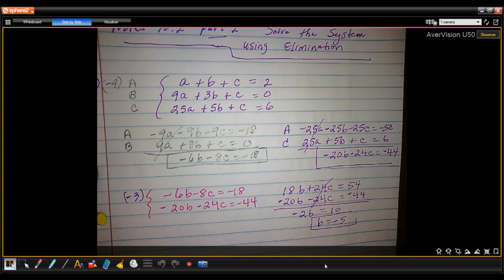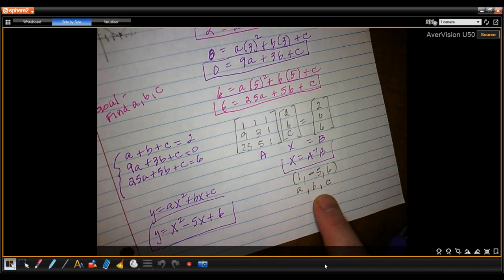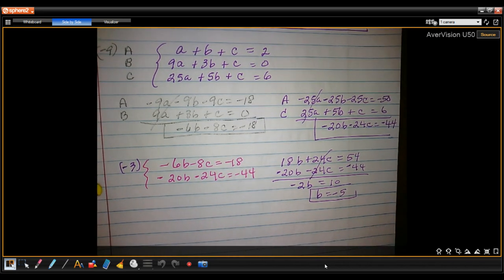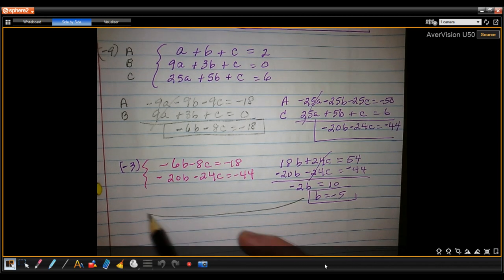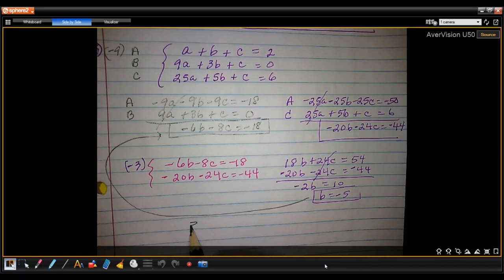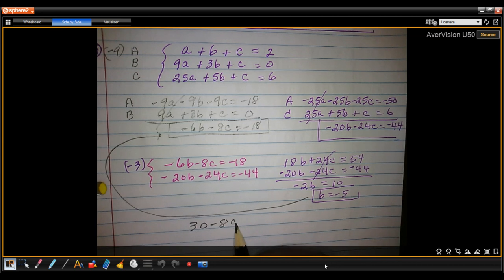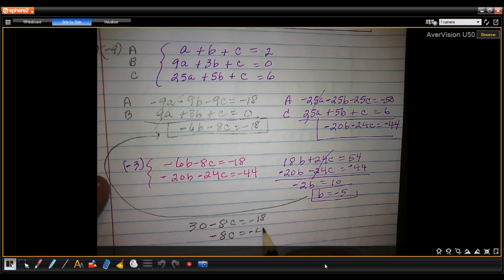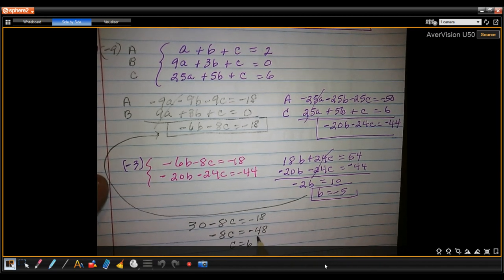Oh, nice. Isn't that what we got over here? Oh, yeah, B is negative 5. So I did it right. So that's good. Now we're going to find the rest of the answers, but we make sure we know how to do it by hand. You take this and plug it in. Negative 6 times negative 5 is 30, minus 8C equals negative 18. So negative 8C equals negative 48. So C equals 6.